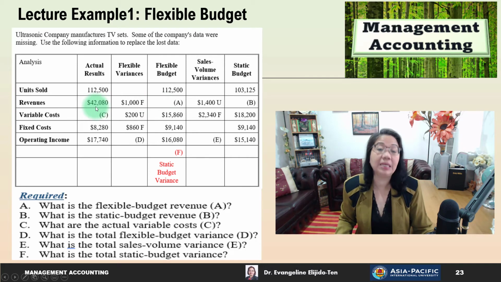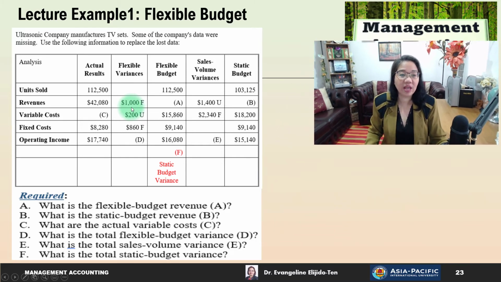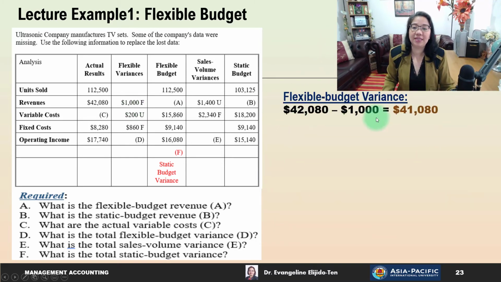We know that the actual revenues is $42,080, and we have a flexible variance of $1,000 favorable. So therefore, we will have to deduct this 1,000 from 42,080, and we'll get the flexible budget of $41,080. All right, let's go to the next.